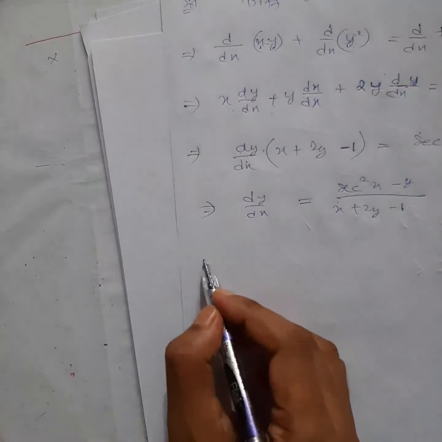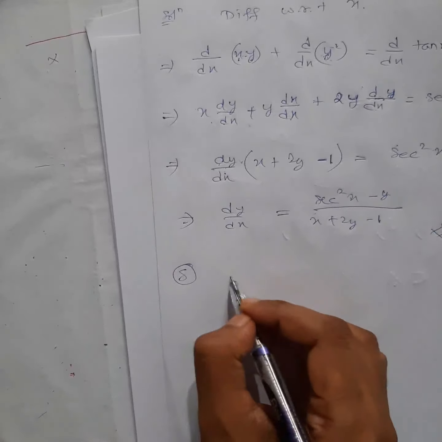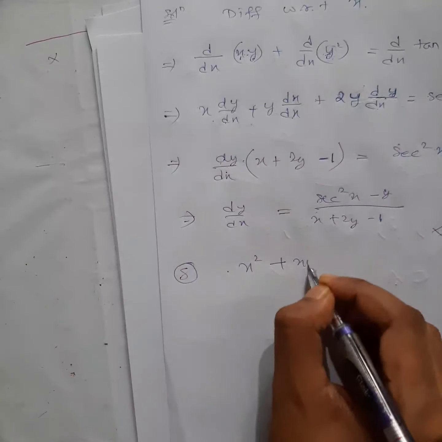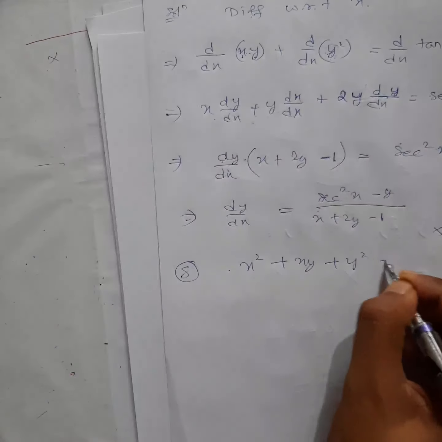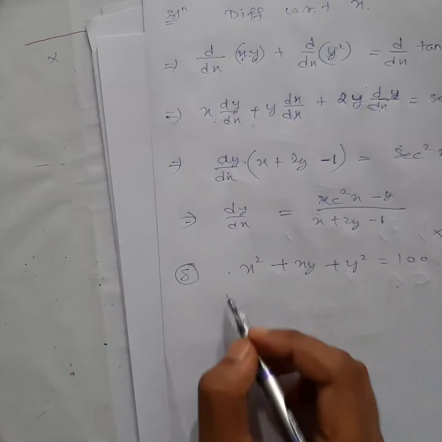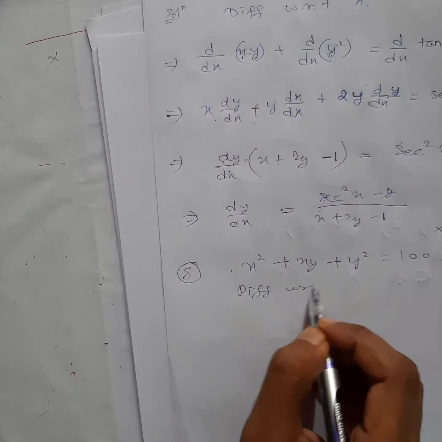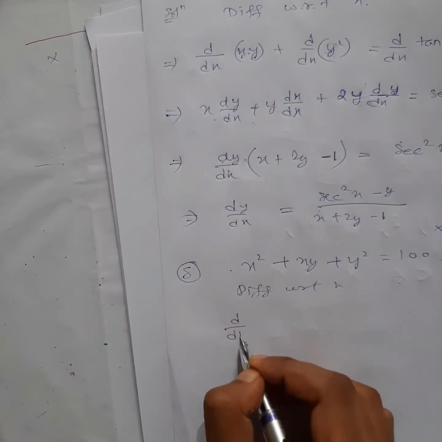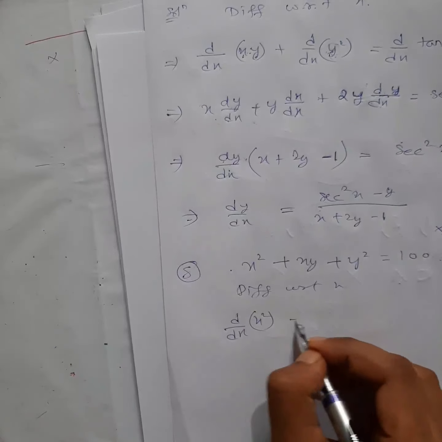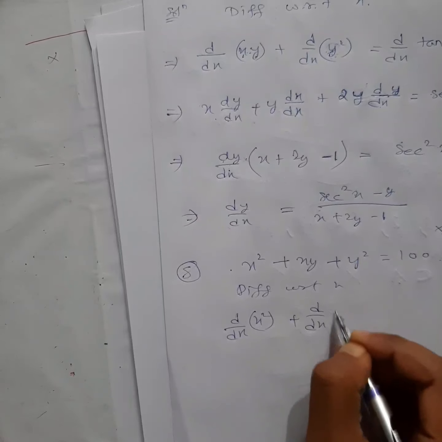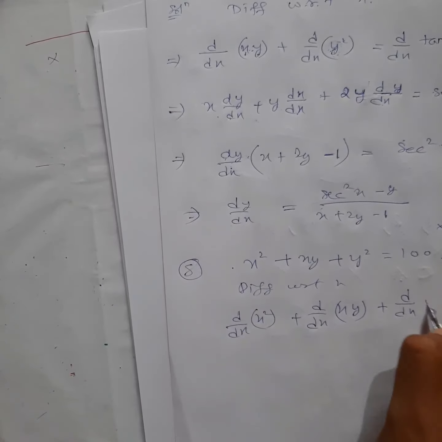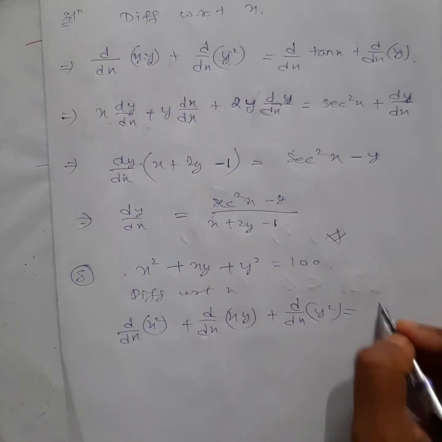Okay, so next, number 5. It's quite interesting to solve differentiation problems. Okay, x square plus xy plus y square is equal to 100. So this also we differentiate with respect to x. What will you get? So this one: d/dx of x square plus, again uv form, this one, xy, plus d/dx of y square is equal to d/dx of 100, right?